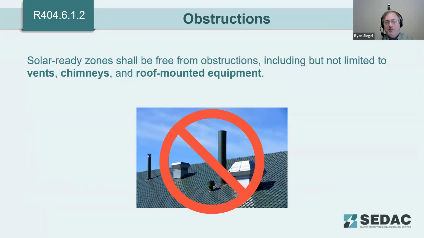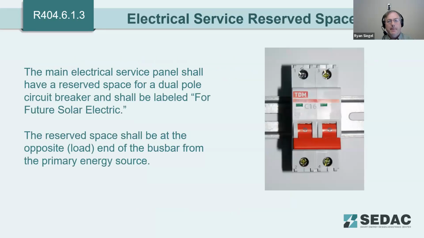So for solar ready, in order to take advantage of that, we need to be sure that they are not obstructed. So vents, chimneys, roof-mounted equipment are some common things that we see as potential obstructions on the roof that may throw shade on those panels.